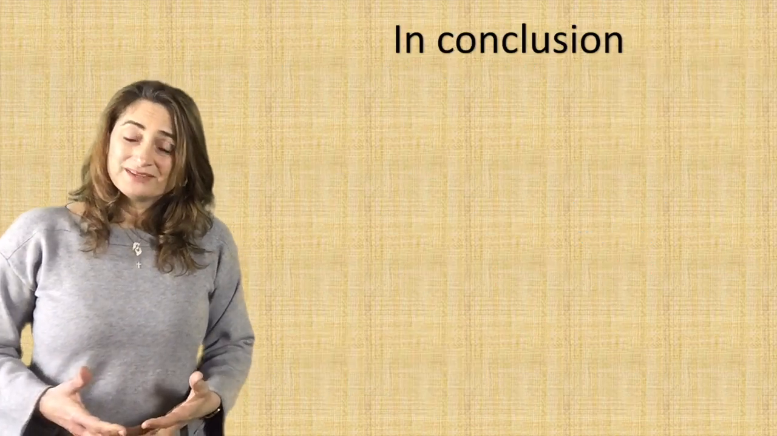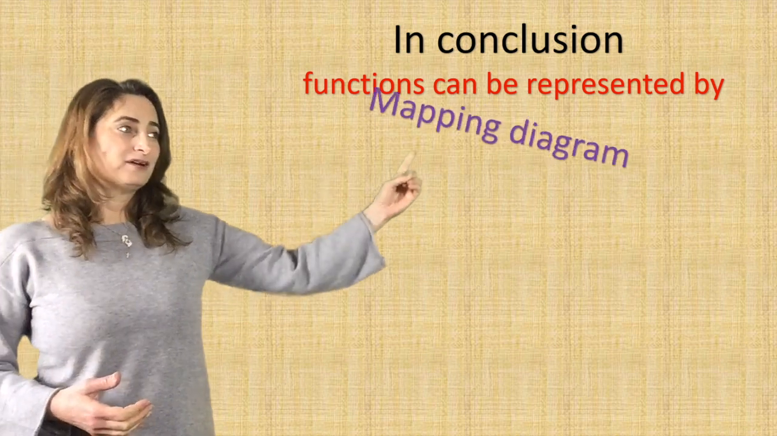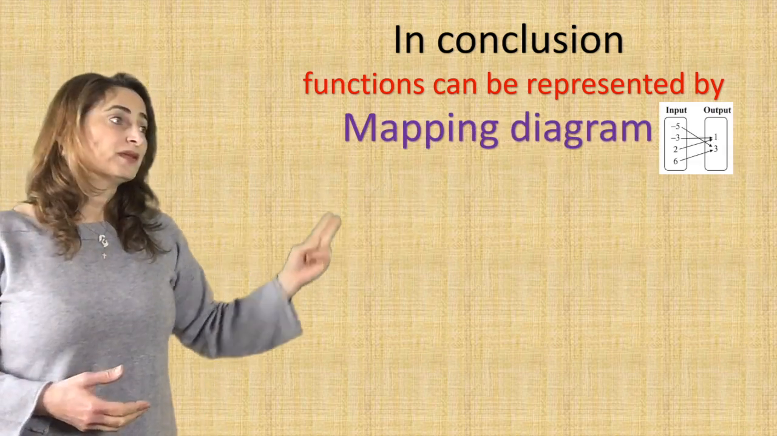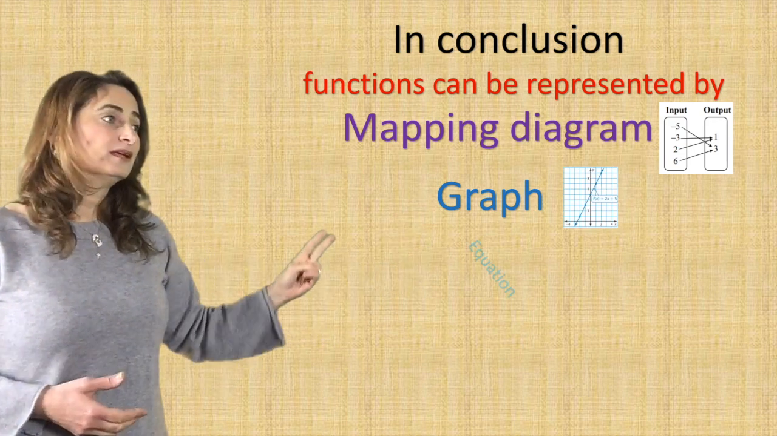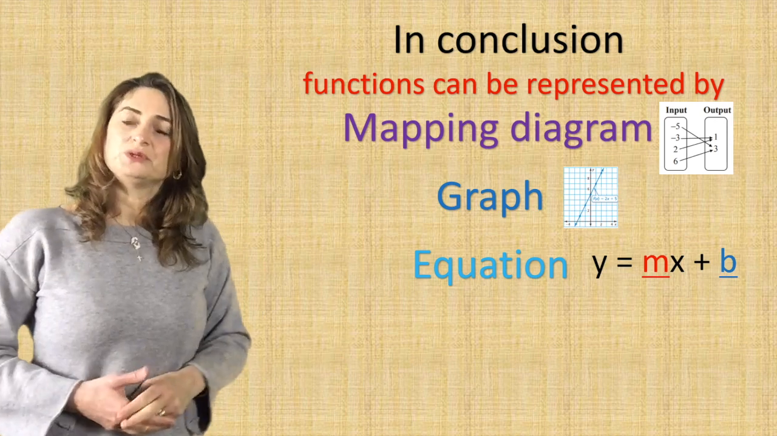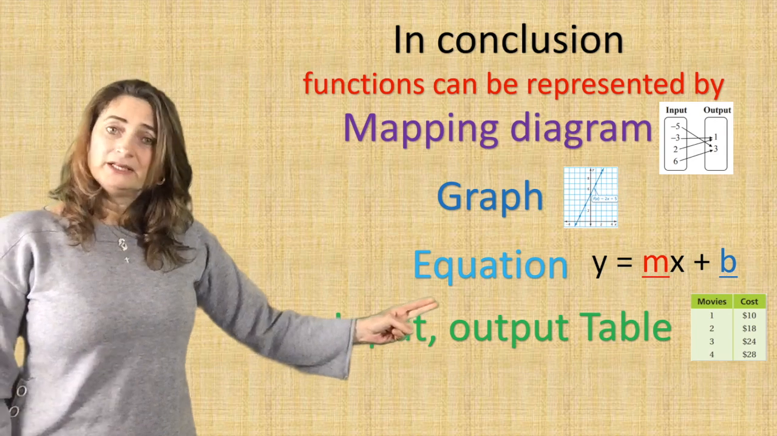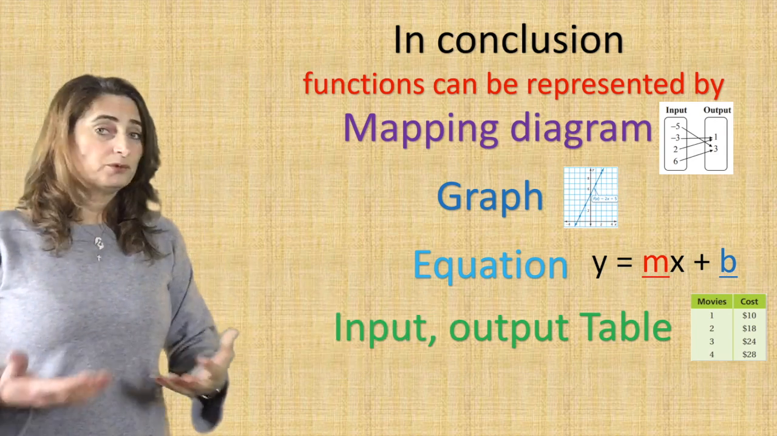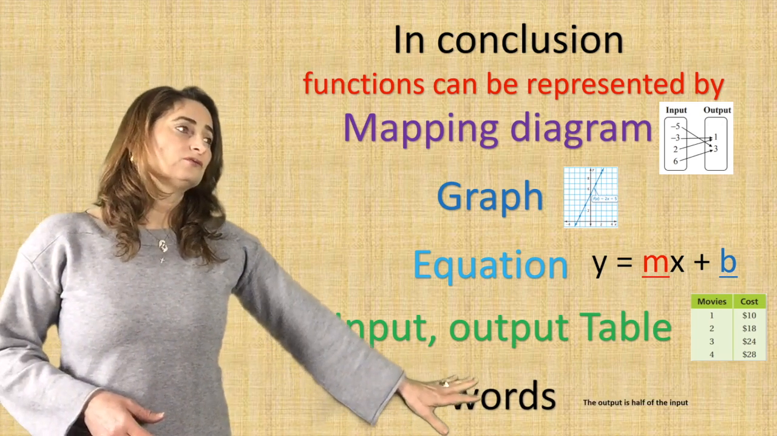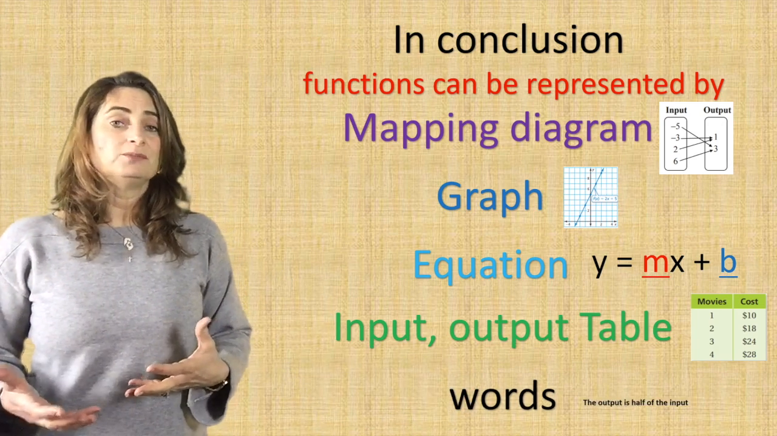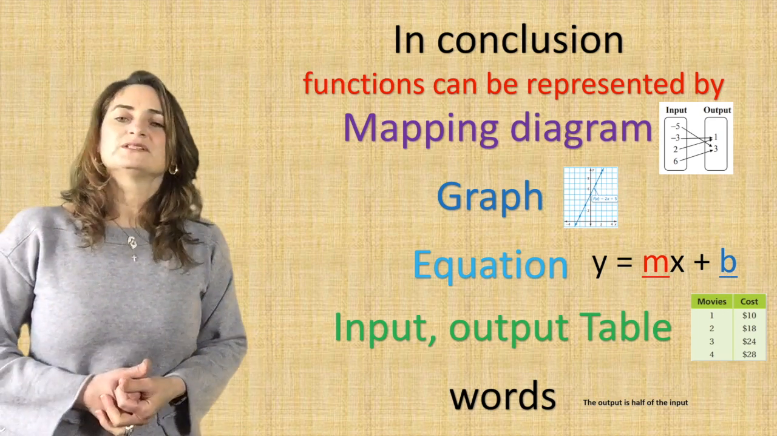In conclusion, functions can be represented in different ways. One of them is a mapping diagram, and this is how the mapping diagram looks. Another one is a graph that relates the x and the y values. An equation also shows the relationship between x and y. Another is an input-output table, any kind of table that has x and y, or the input and the output. Or even words, just like at the beginning of the class, when we said the output is half of the input as an example. We turned it into an equation, or even word problems. We turn them into equations and solve them.